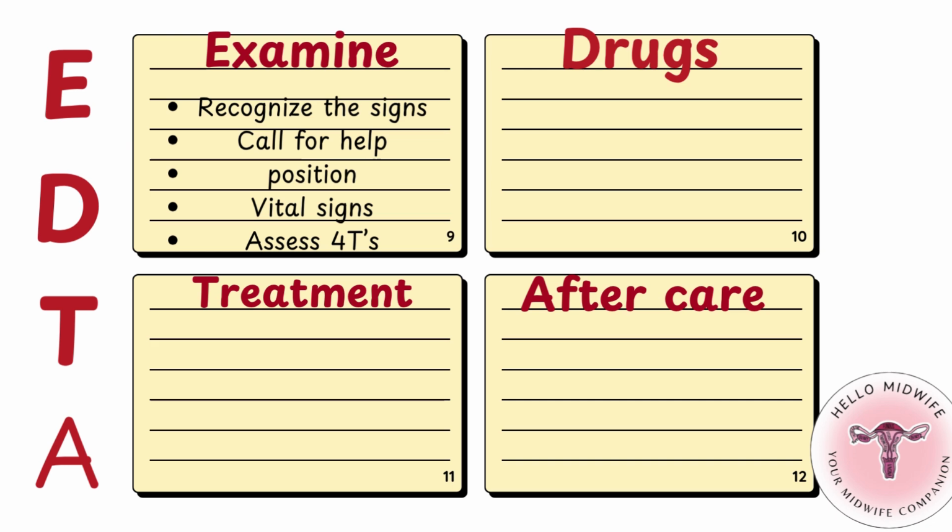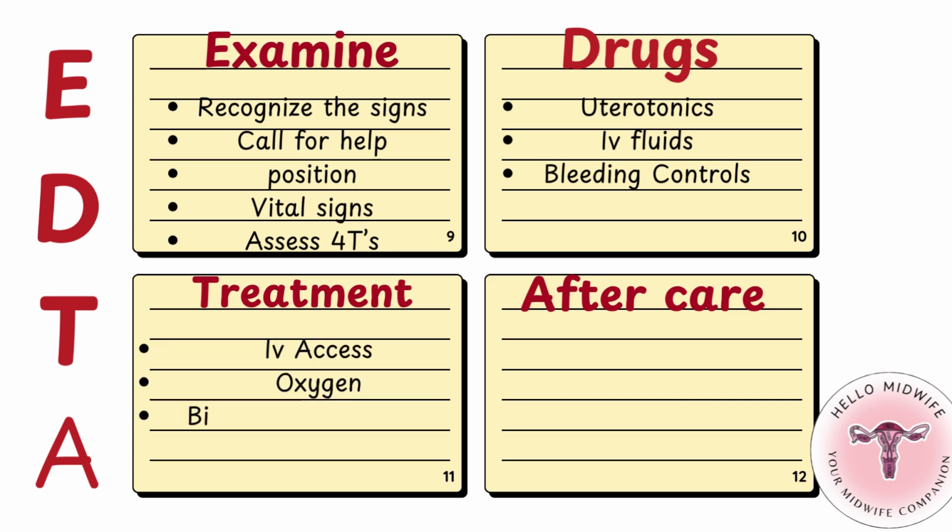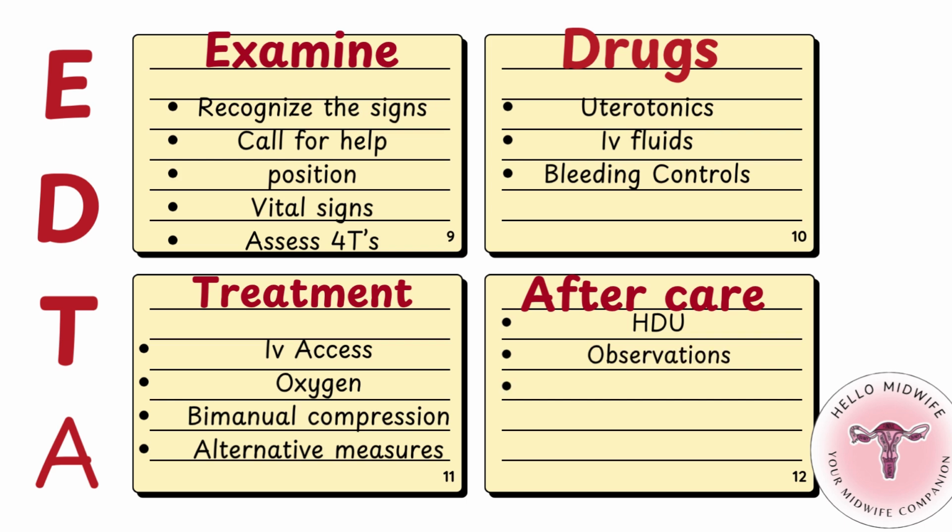We move over to the drugs, where we have the uterotonics, the IV fluids, and the bleeding control, which is the medications we can use to control the bleeding. Then we go on to the treatment, whereby we have IV access, administering oxygen, bimanual compression, and alternative measures which involves the theater. Moving on to the aftercare, we have the high dependency unit, which is the HDU. We have the observations, the 3Ds and 1P, the bonding, and the feeding.